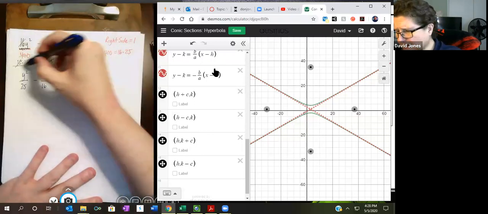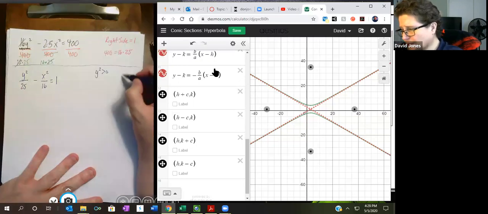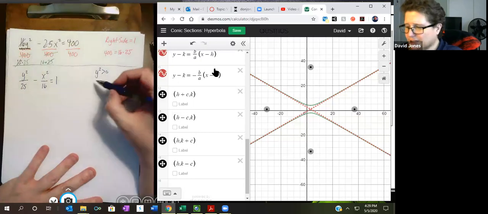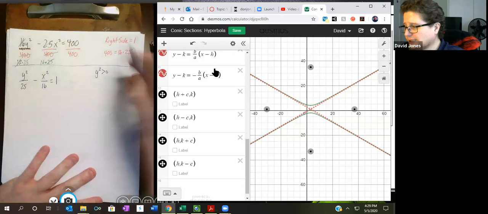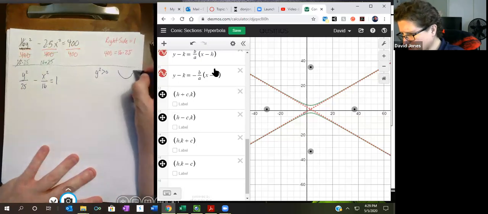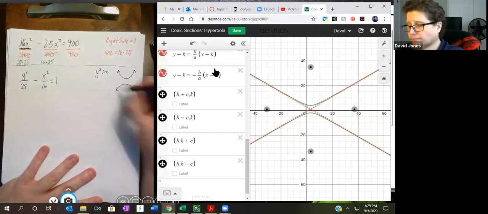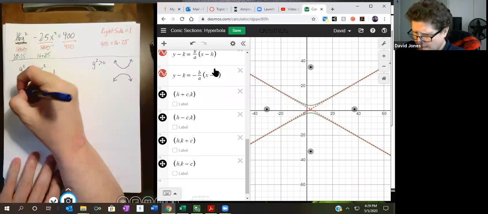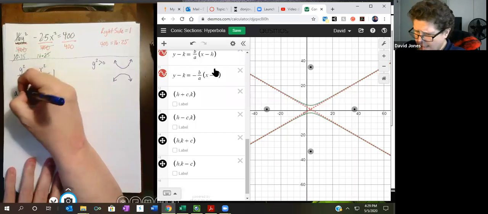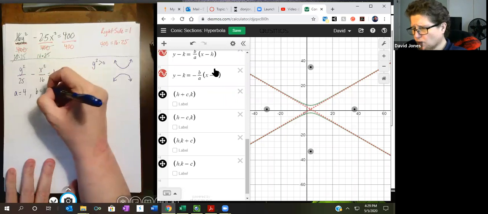This gives me some information right away. Y squared is the positive term. Well, they're always greater than 0. I guess x squared is always greater than 0 too, but it's got a negative sign in front of it. This means this graph is opening up and down. A is always the one with x. B is always the one with y.